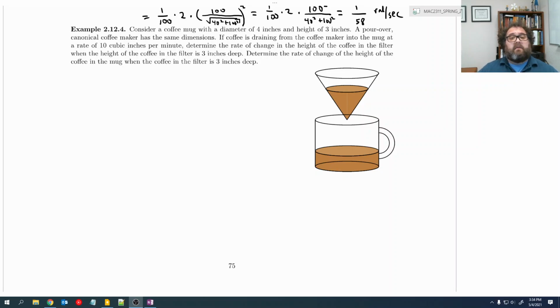Let's consider a coffee mug with a diameter of 4 inches and a height of 3 inches. A pour over. Ooh, that's kind of a funny typo.